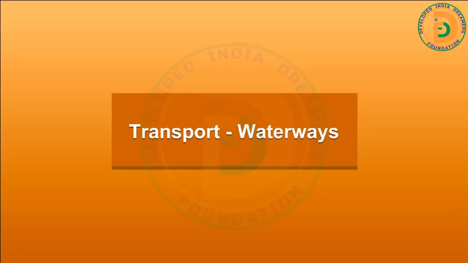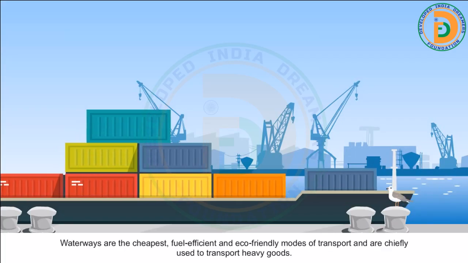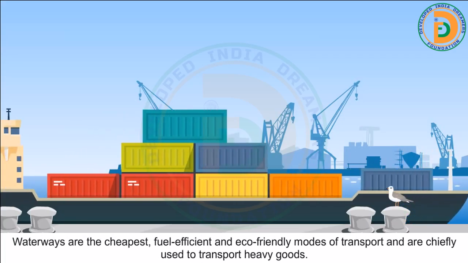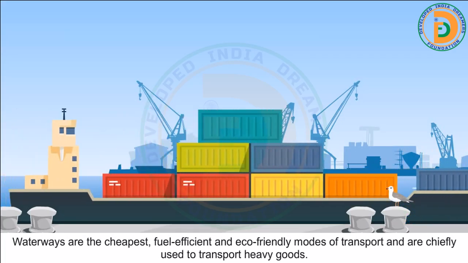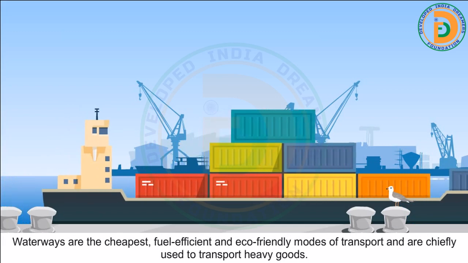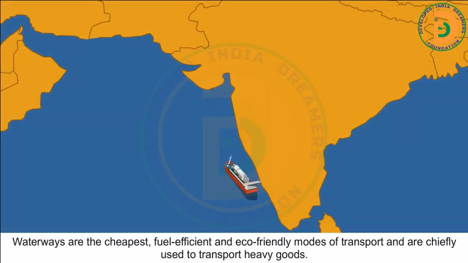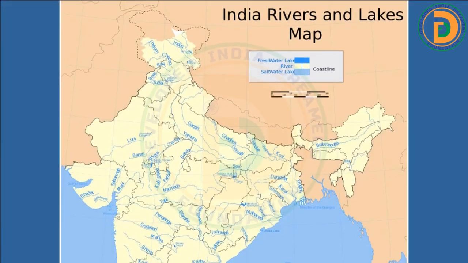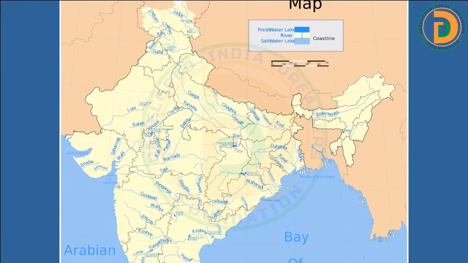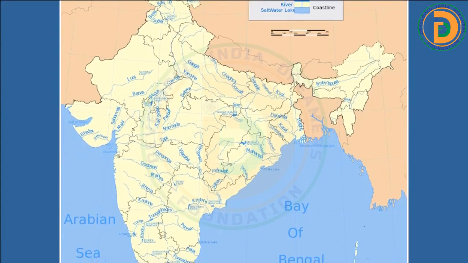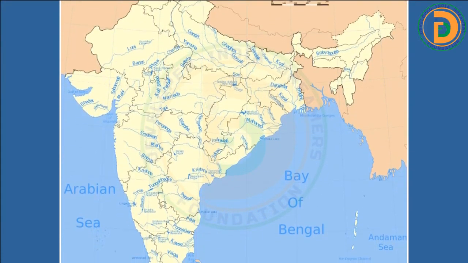Transport. Waterways. Waterways are the cheapest, fuel-efficient and eco-friendly modes of transport and are chiefly used to transport heavy goods. Government has declared 5 waterways as national waterways.